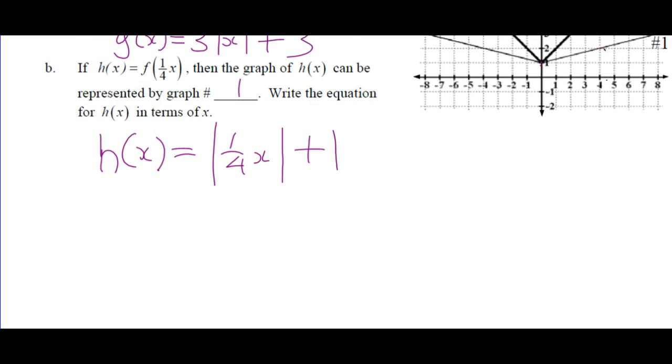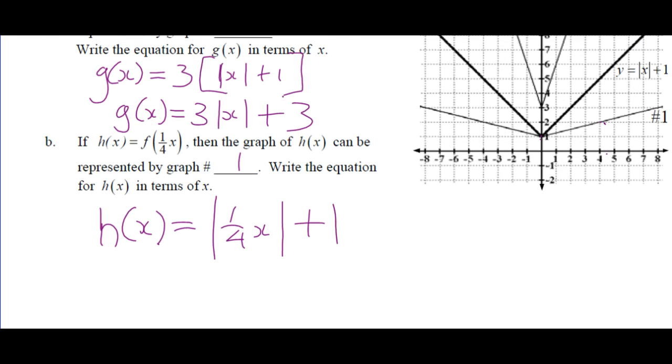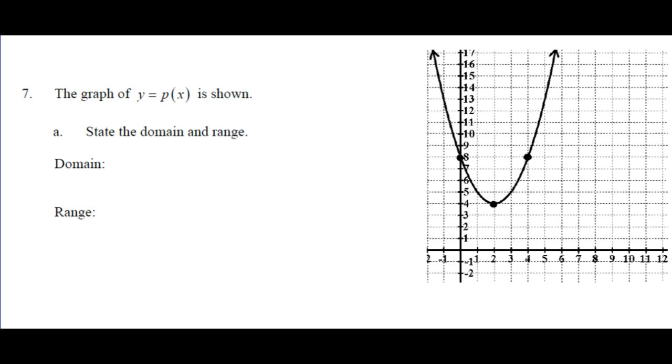The graph with y equals p of x, whose equation we could very easily figure out, it's (x minus 2) squared plus 4, is shown. State the domain and range. What are they doing for domain? Let's use interval notation. What's the domain? Come on, this is a quadratic, there are arrows on the ends.